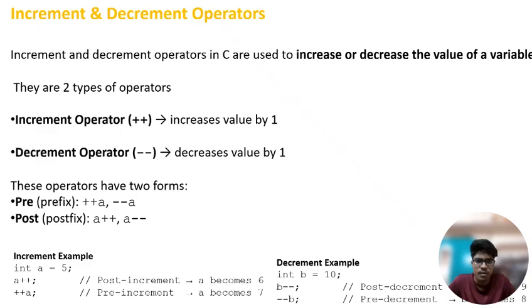These two operators have two forms, prefix and postfix, also called pre-increment or post-increment. Pre-increment means the operator is placed in front of the value. Post-increment means it is placed after the value. You can see examples below of how pre-increment, post-increment, and decrement work.